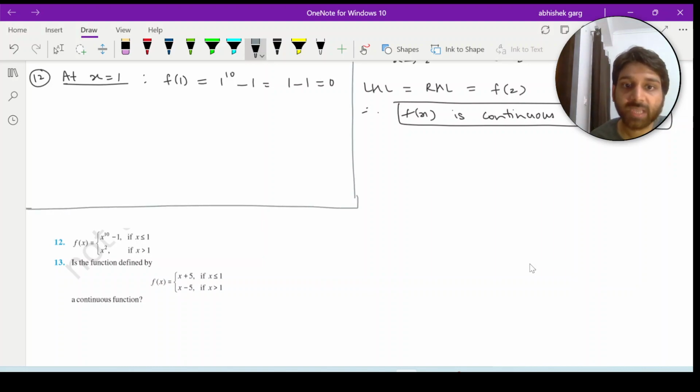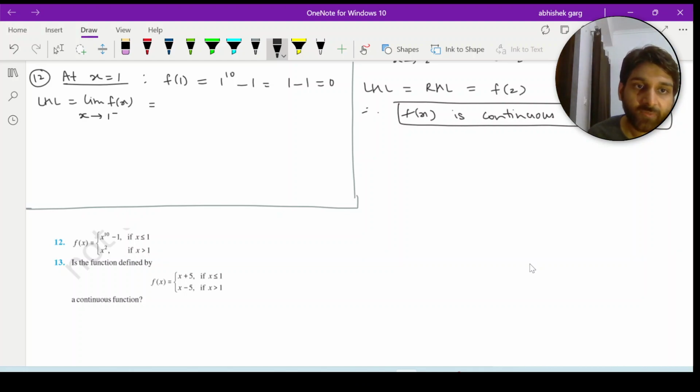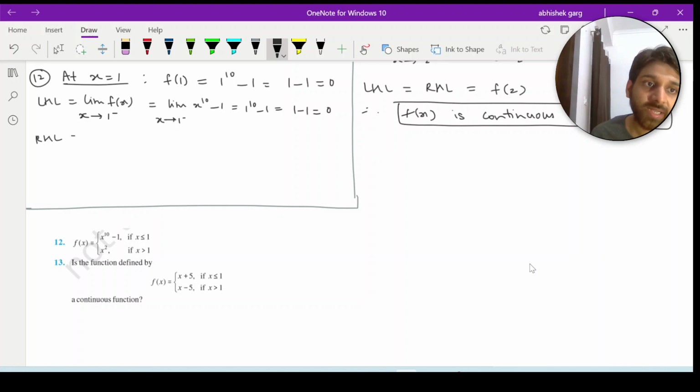All right, now let us calculate the left hand limit. The left hand limit will be the limit of the function f(x) when x is tending to 1 minus. For 1 minus, we'll use the first one, x to the power 10 minus 1. So x tends to 1 minus, x to the power 10 minus 1. We'll get exactly the same answer which we got previously. This is 0.